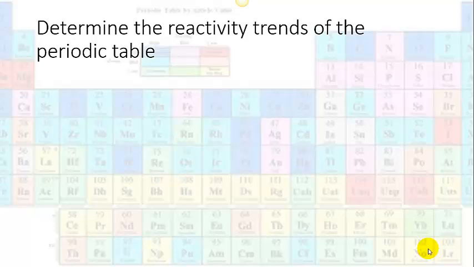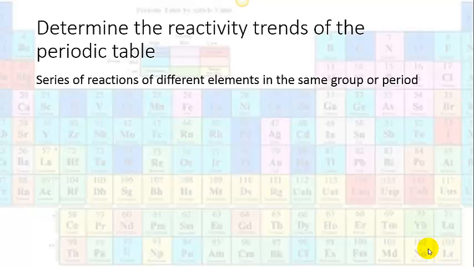So trends, meaning how do the elements compare as you go from top to bottom of the periodic table or as you go left to right and the various sections within the periodic table. That's really what we're focusing on this week. So we're doing a series of reactions, either keeping the group the same or the period the same. And then we can compare the observations that we make and determine whether the reactivity increases as you go from top to bottom or left to right across the periodic table.